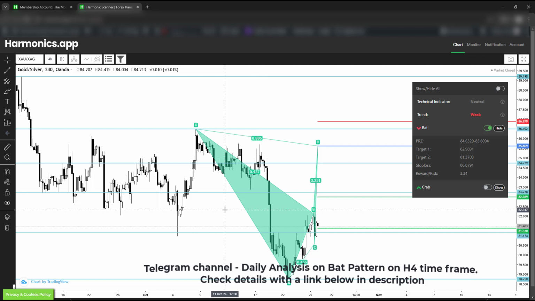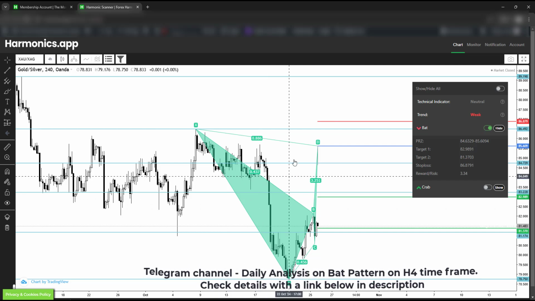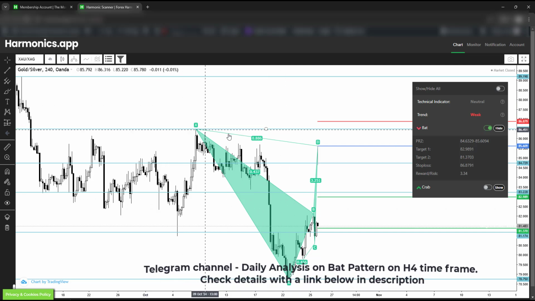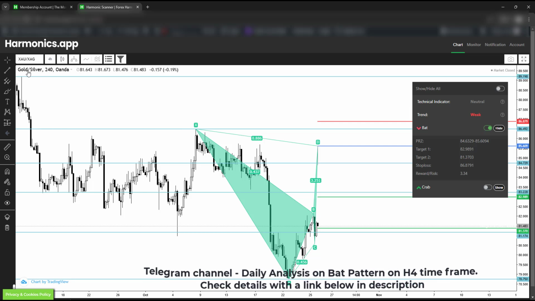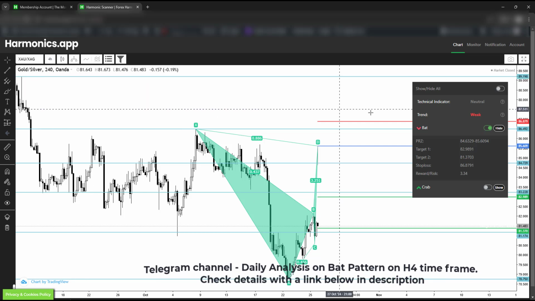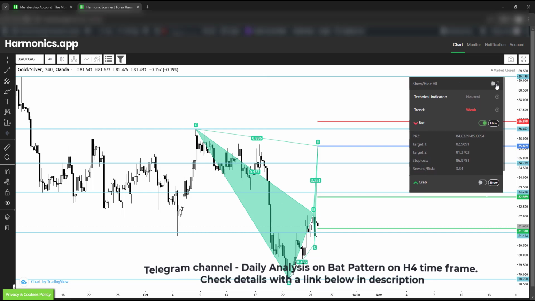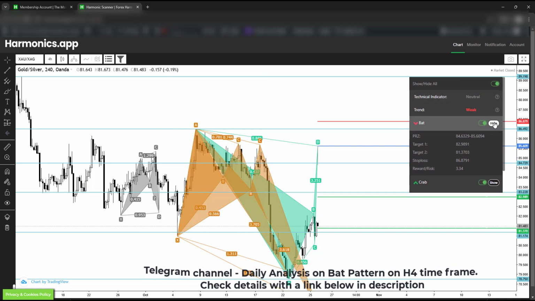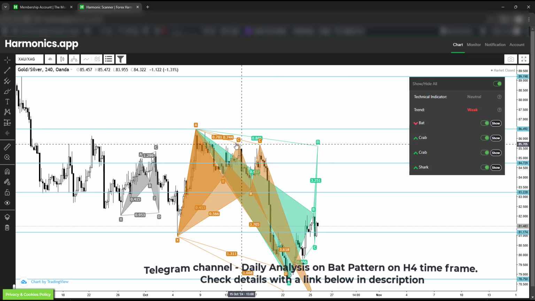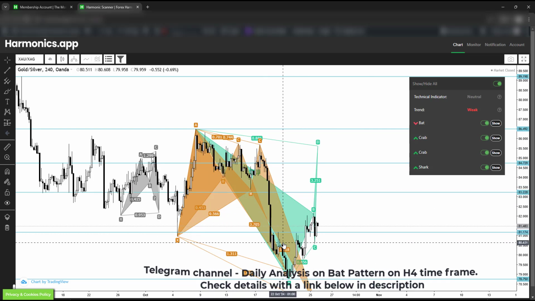Now, first of all, whenever you open a Harmonic SAP scanner, you will have a chart in front of you with a symbol, which is written here, and also the time frame, and then you have this small floating window which shows you all the patterns that are currently on this symbol, on this time frame, visible on the chart.